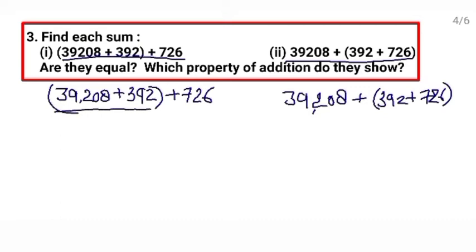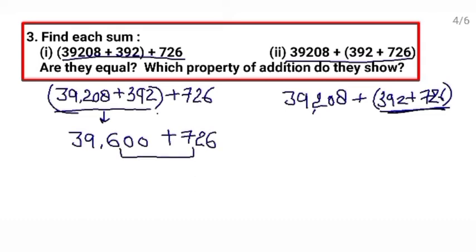In the first case we have enclosed these two numbers in the bracket, and in the next case we have enclosed these two numbers in the bracket, right? And according to BODMAS, firstly we solve the bracket. So what we will get here, when we add these two numbers, we will get 39,600 plus 726. Now we will add these two. We will get here 40,326. Clear?